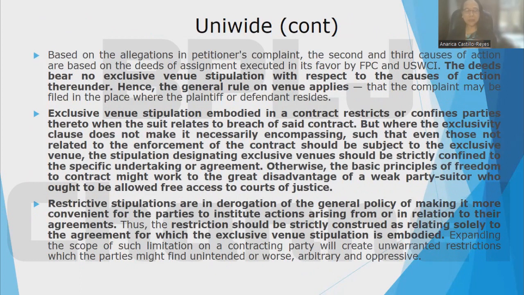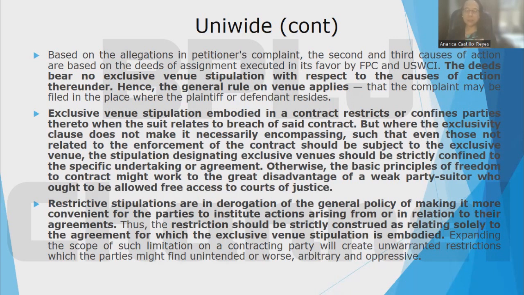The deeds bear no exclusive venue stipulation with respect to the causes of action thereunder. Hence, the general rule on venue applies. Exclusive venue stipulation embodied in a contract restricts or confines parties when the suit relates to breach of the said contract. But where the exclusivity clause does not make it necessarily encompassing, such that even those not related to the enforcement of the contract should be subject to the exclusive venue, the stipulation designating exclusive venues should be strictly confined to the specific undertaking or agreement.